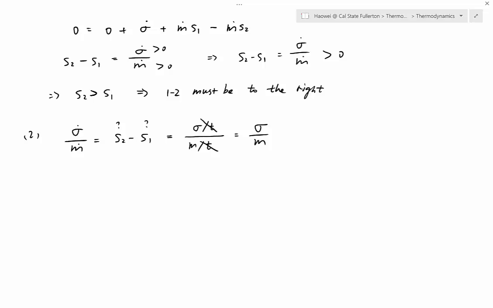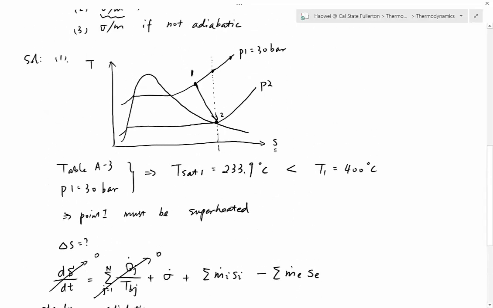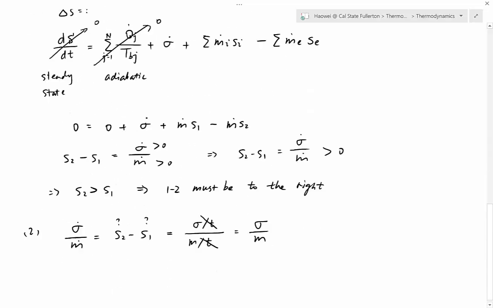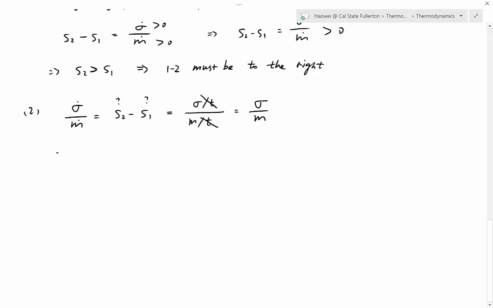Okay, let's start from S1. If you're looking for a property, the first thing you should always do is identify the phase. So now let's take a look at our diagram. What is the phase of point 1? Point 1 is to the right side of the vapor dome, so point 1 must be superheated. And if it is superheated, you have to go to table A4.